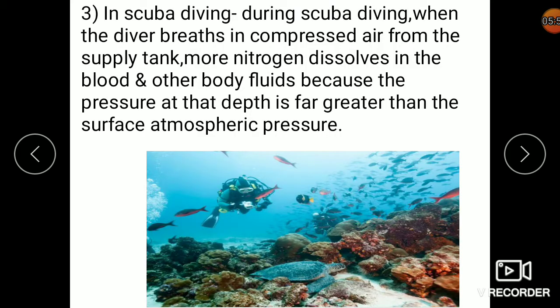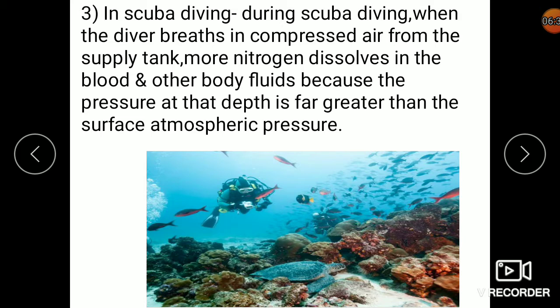The third application or explanation for Henry's law is in scuba diving. Now, what is scuba diving? In scuba diving, people go deep beneath the sea or ocean. When they go down, at the bottom of the ocean the pressure is very high, because the person moving down feels the pressure of the water plus the air pressure above it. So at the bottom the person will be under tremendous pressure.